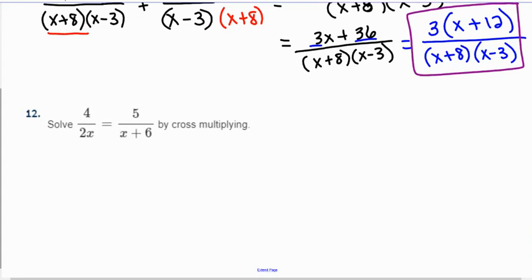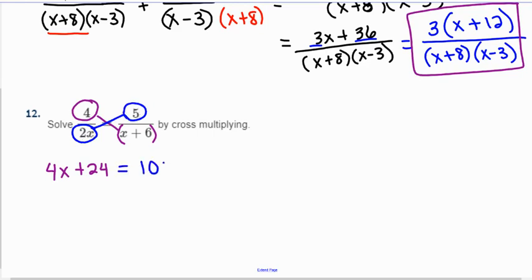All right, our next problem, we have 4 over 2x equals 5 over x plus 6, and we need to solve by cross multiplying. So when you cross multiply, it literally means take the numerator across and multiply the denominator. Remember to distribute. So 4 times x is 4x, and 4 times 6 is 24. Okay, take the bottom, take the denominator, and go across and multiply with the other numerator. So 2x times 5 is going to equal 10x.